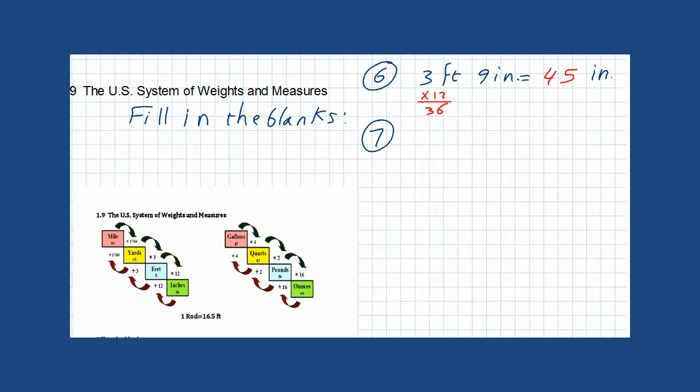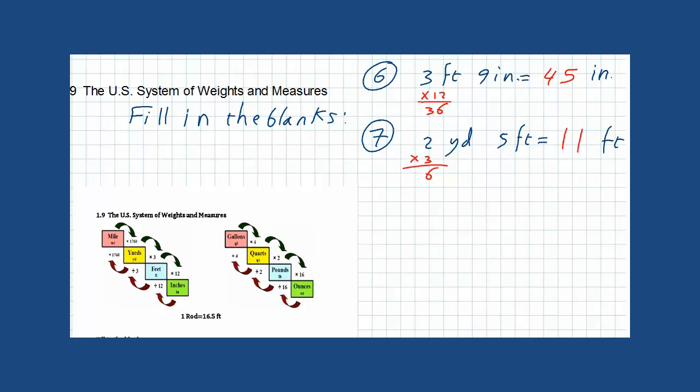Question 7: we have 2 yards and 5 feet. Change these to feet only. We have 5 feet already. Change the yards to feet by multiplying by 3. So you have 6 feet now. Add to them the 5 feet, and you will have 11 feet.